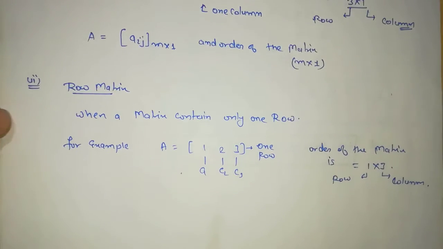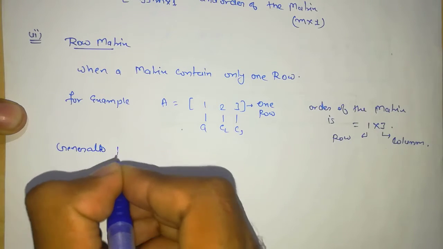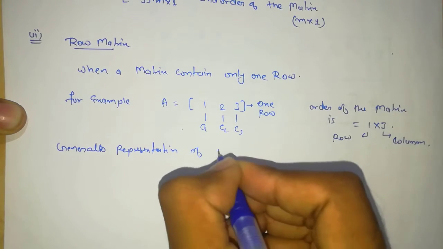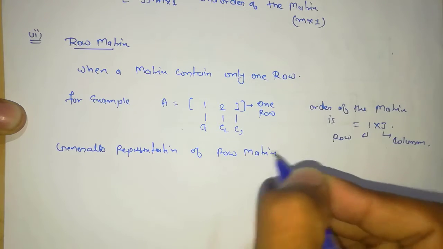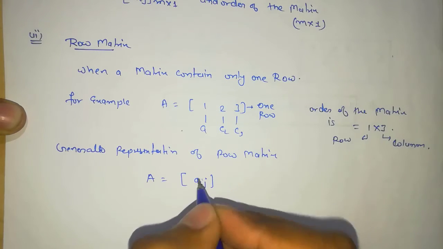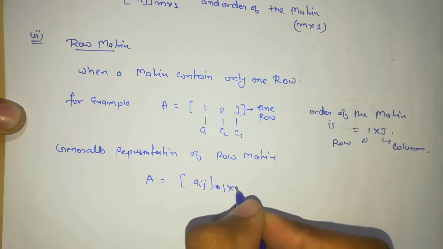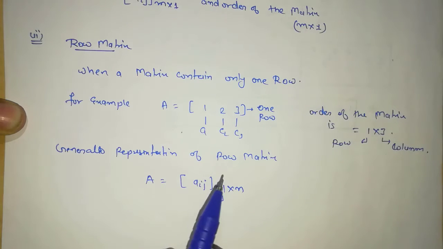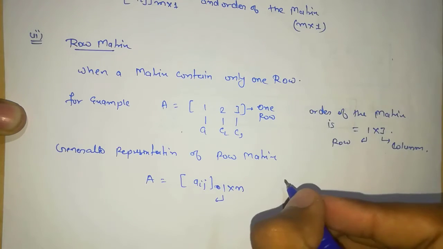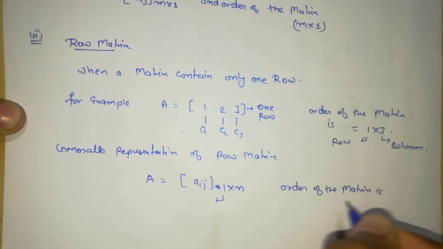Now the general representation of the row matrix is like this: A equals Aij, where i shows the row and j shows the column, 1 cross n, where 1 shows the number of rows and n shows the number of columns. The order of the matrix is 1 cross n.